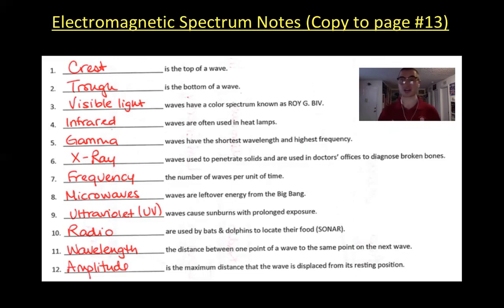Ultraviolet, from the sun, causing a sunburn, right? Waves cause sunburns with prolonged exposure. Radio waves, again, used by bats to communicate, dolphins to locate food. We also know, super important here, is the word sonar. We got to know sonar, okay? So radio waves used for communication. Wavelength, the distance between one point of a wave to the same point on the next wave. And lastly, amplitude, the maximum distance it reaches from its resting position.